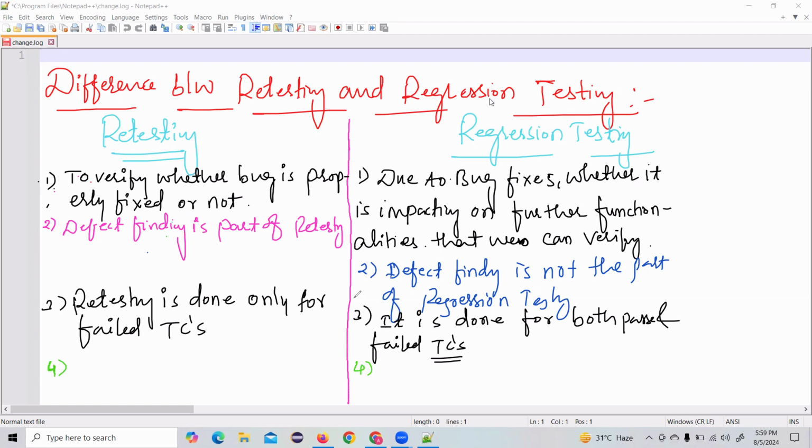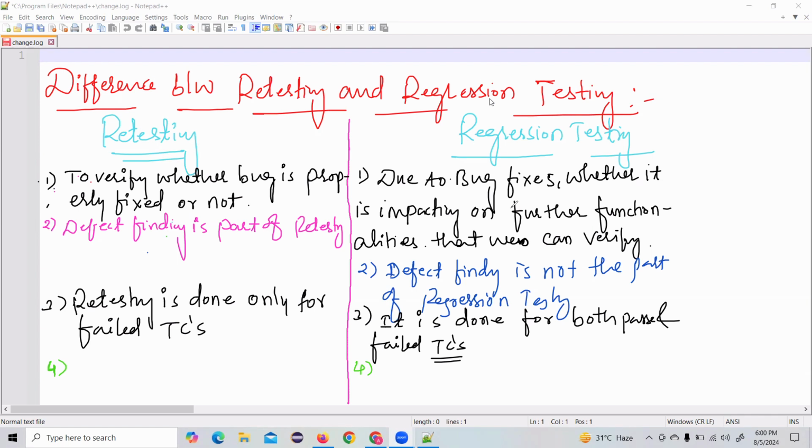Can we automate retesting test cases? I told you, one testing is automated because it takes too much time and a lot of resources. The manual test engineer will get bored doing the same functionality again and again, so that testing can be automated. So what is my question? Which testing can we automate? We can automate only regression testing. We cannot automate retesting. Understanding?